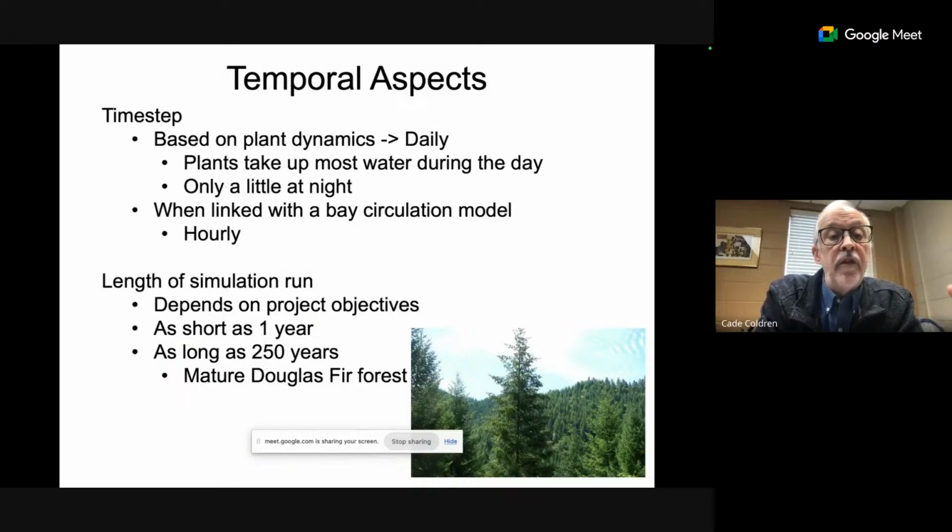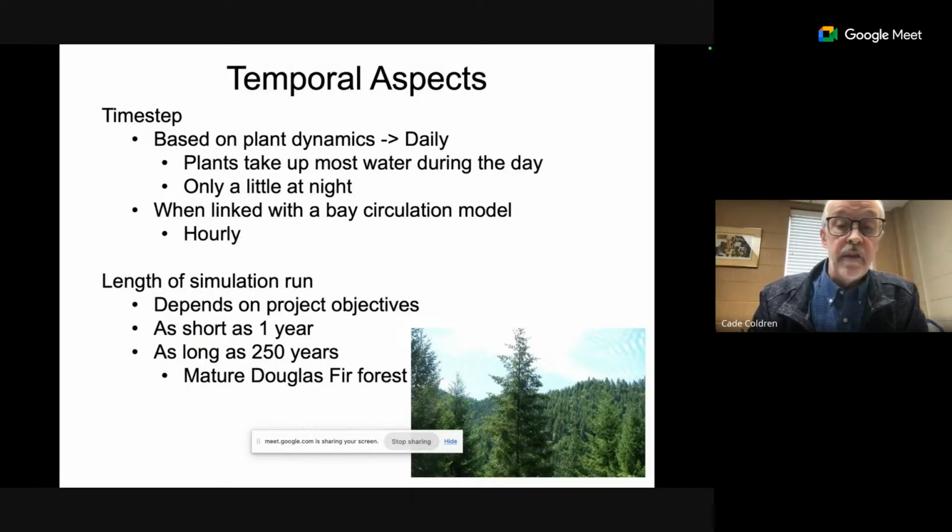Temporal aspects for EDYS: we had to decide on the basic time step. And when you start thinking about plant dynamics, that had to be daily. Plants take up most of their water during the day, only just a little bit at night, but their growth only occurs during the day when they're photosynthetically active. And so the daily time step was the obvious choice. Now, we did ultimately link EDYS with a base circulation model on the Texas coast, and we had to take that time step down to hourly in order to accommodate tidal and salinity differences in those salt marshes.